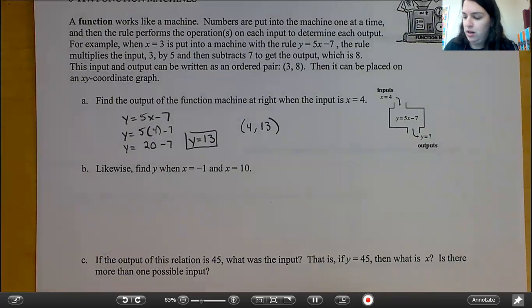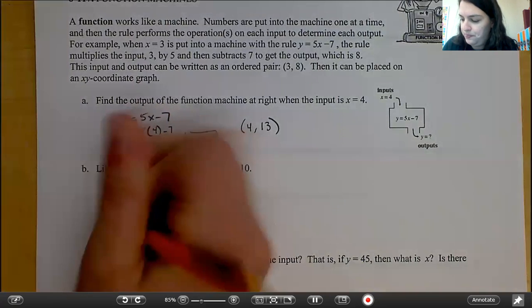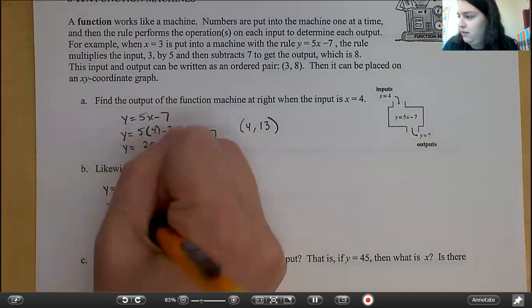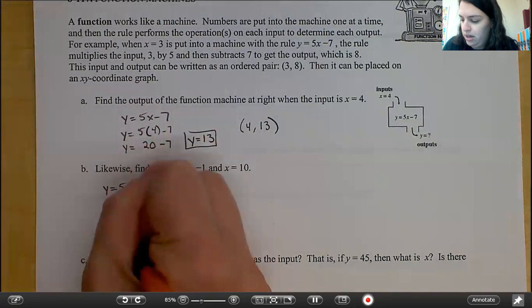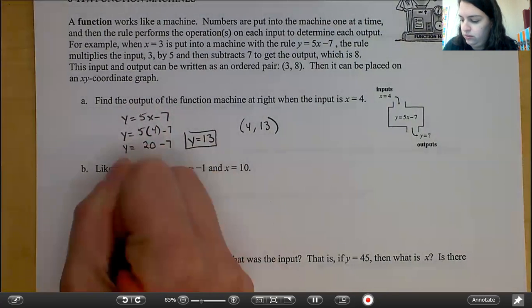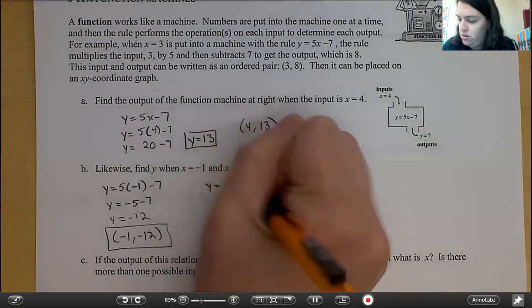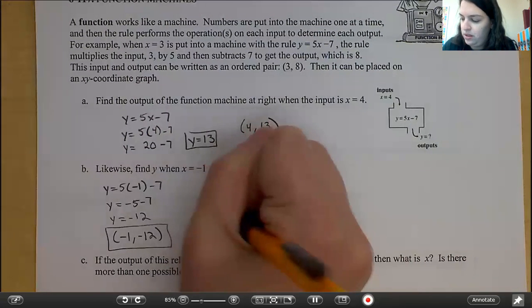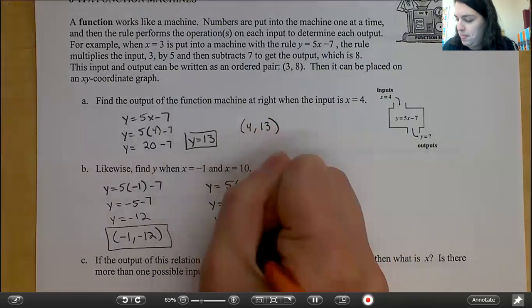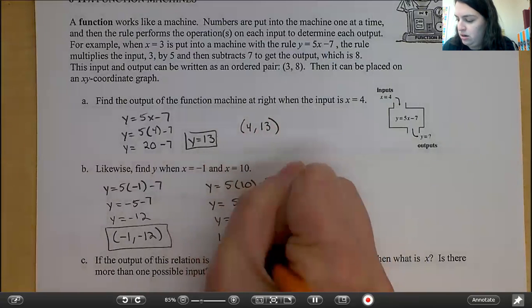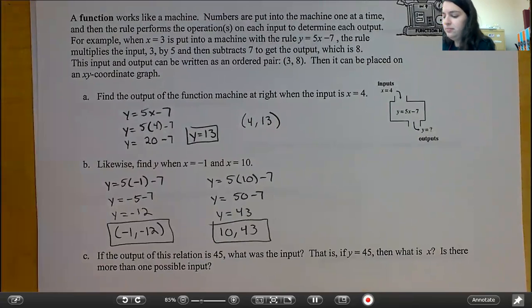Okay, if you're back with me, you've tried B. So we're going to substitute in -1 for x. -5 minus 7 is -12. So your ordered pair is (-1, -12). And when x is 10, 5 times 10 is 50, minus 7 is 43. So your ordered pair is (10, 43). Hopefully you got both of those correct.